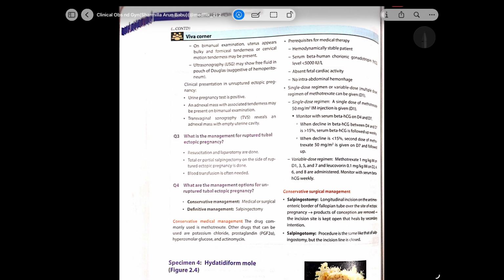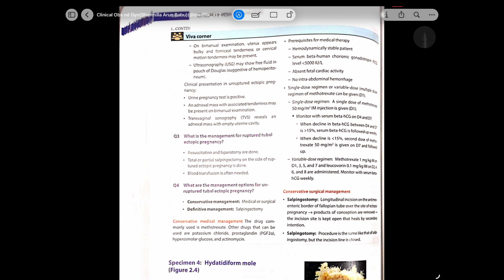Clinical presentation in unruptured ectopic pregnancy: urine pregnancy test is positive, and an adnexal mass with associated tenderness may be present on bimanual examination. Transvaginal sonography (TVS) reveals an adnexal mass with empty uterine cavity. So, what is the management of a ruptured tubal ectopic pregnancy? Resuscitation and laparotomy are done. Total or partial salpingectomy on the side of the ruptured ectopic pregnancy is done. Blood transfusion is often needed.